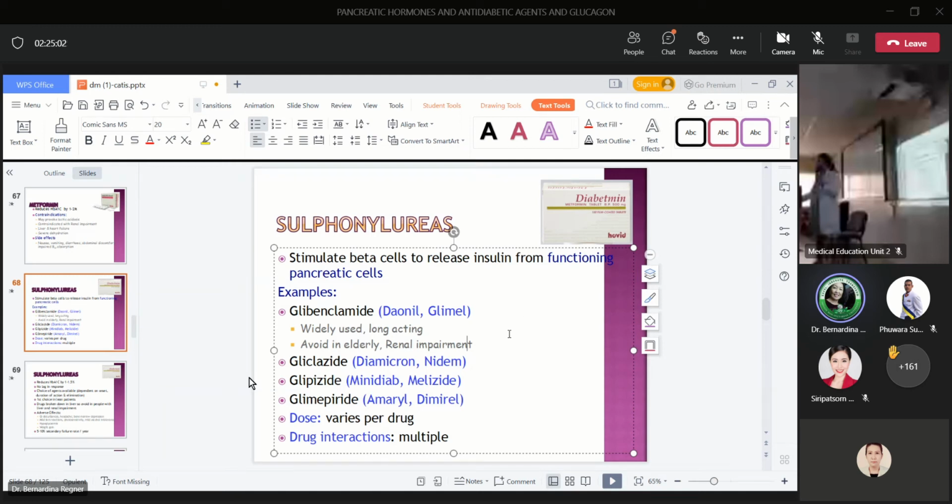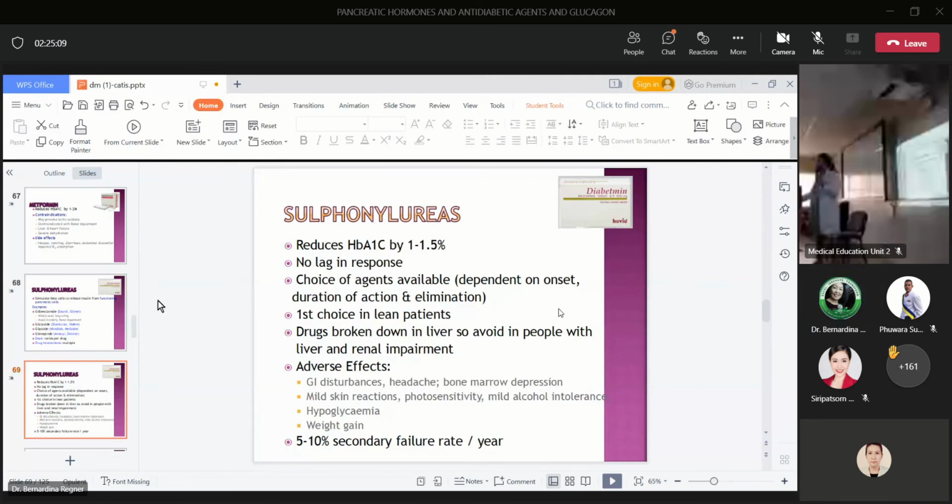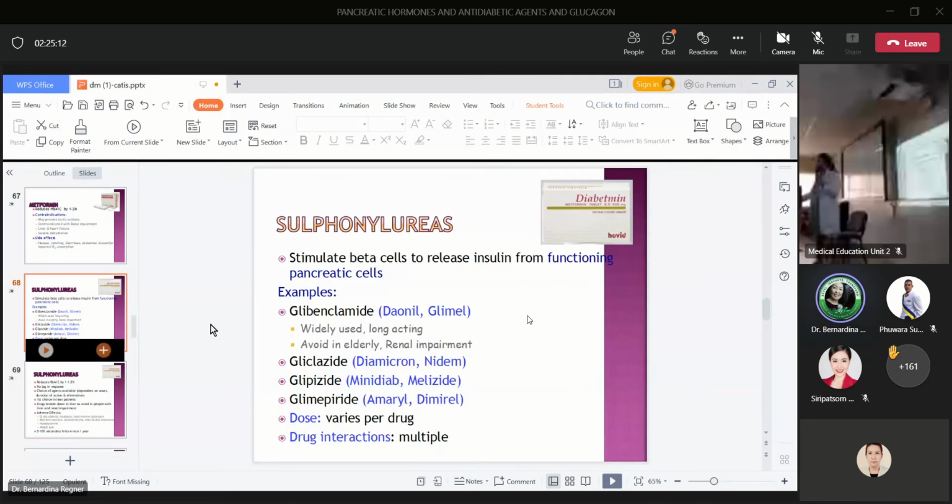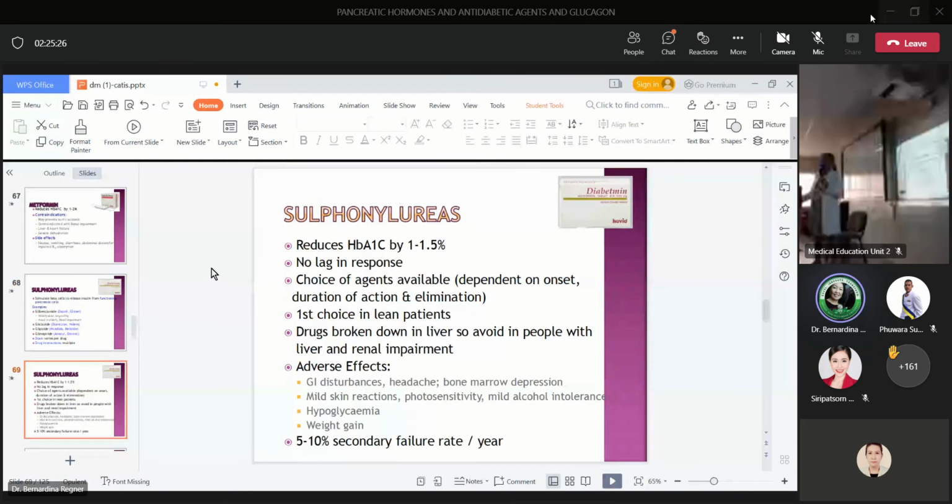The dose varies per drug. Drug interactions are multiple. Just as I have said, you can find these medications, the brand names, in the drug index or the MIMS. It will reduce glycosylated hemoglobin by 1 to 1.5%. There is no lag in response. The choice of agents available will depend on the onset, duration of action, and elimination.